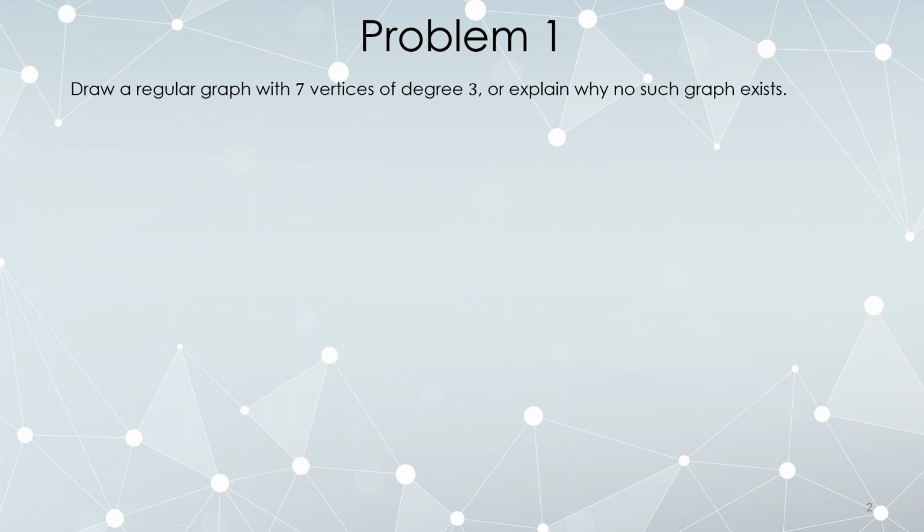Well, in this problem, our degree list would have to have 7 vertices, all of degree 3: 3, 3, 3, 3, 3, 3, 3. The sum would be 21. I have 7 vertices of degree 3. That's odd. And if we recall from the very last example in the previous assignment, the sum of elements in a degree list has to be even. So there is no such graph.